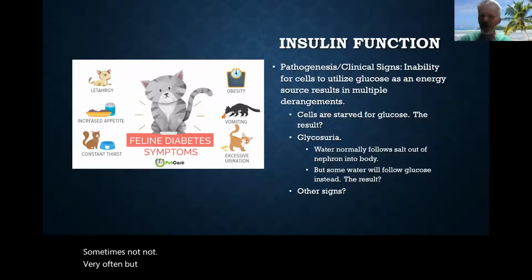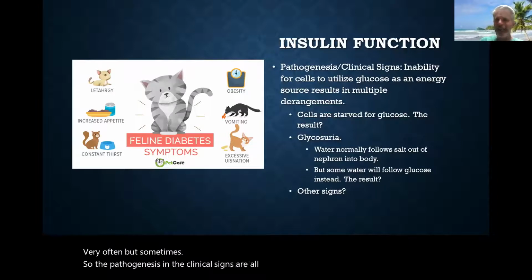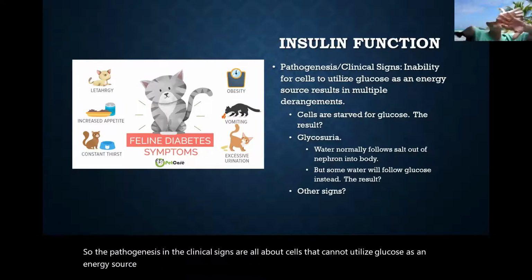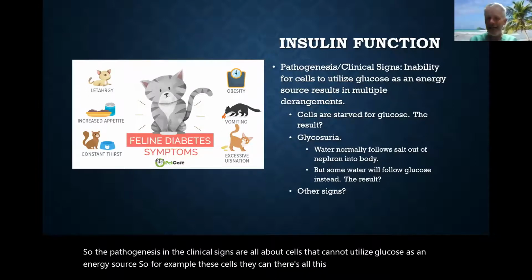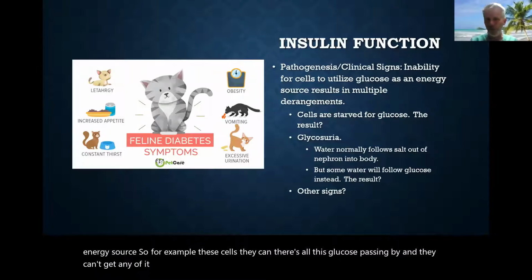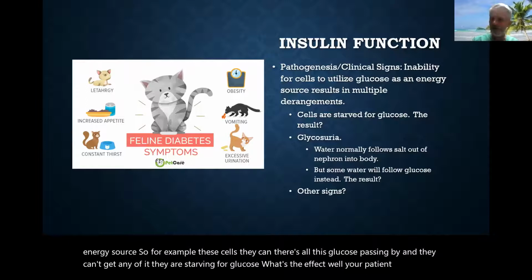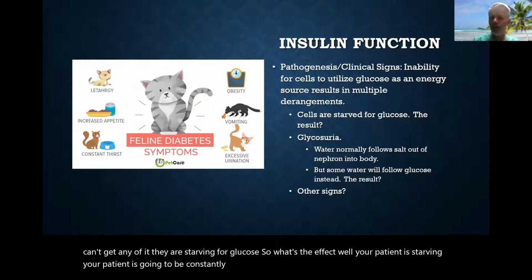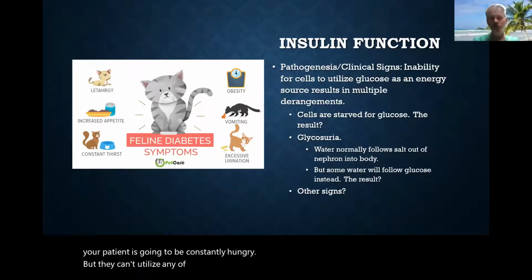So the pathogenesis and the clinical signs are all about cells that cannot utilize glucose as an energy source. So, for example, these cells, there's all this glucose passing by and they can't get any of it. They are starving for glucose. So what's the effect? Well, your patient is starving. Your patient is going to be constantly hungry, but they can't utilize any of the groceries. So they're polyphagic and they're losing weight. Right? They're eating, they got a great appetite, but they're losing weight.